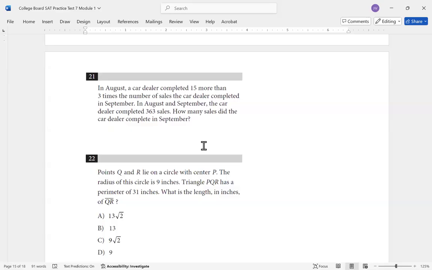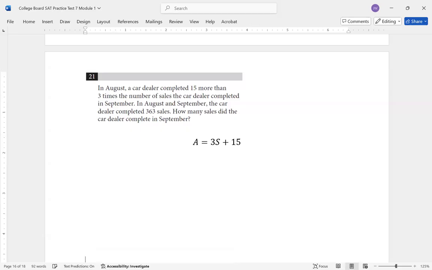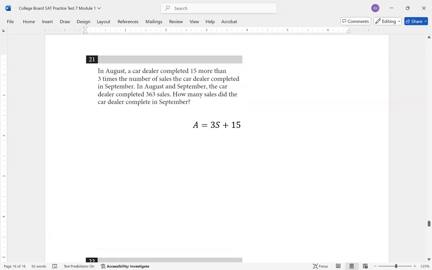I'll write August sales as A and September sales as S. I'll do the first equation for the first line. In August, the number of car sales is 15 more. That means I'm going to add 15 to something. Then 3 times the number of sales in September. So that's 3S plus 15. That's what the equation is for this first line.